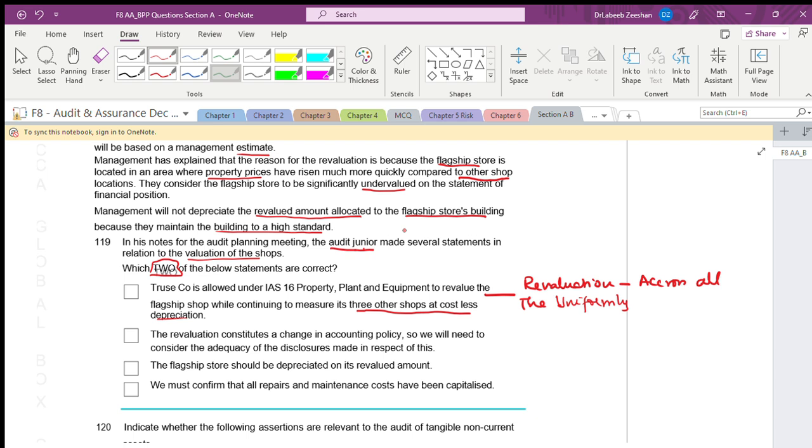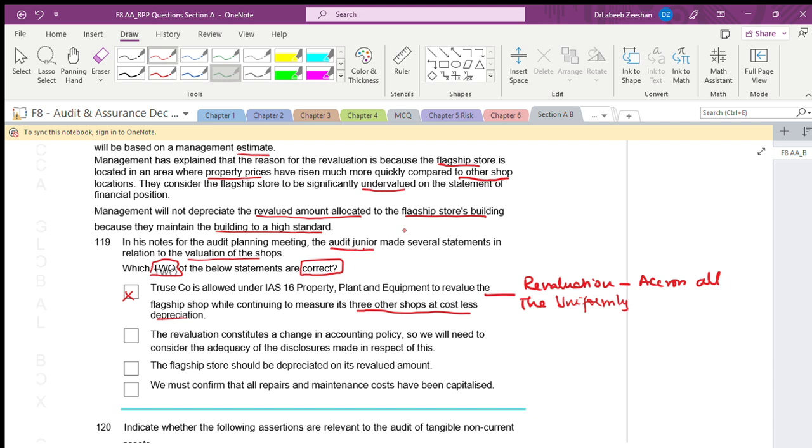What is the question they are asking? They are asking which two of the following statements are correct. We have to be very clear: what's the question, what is the requirement? Whether it is in section A or section B, clarity in the requirement gives you a 50% answer. So what we have discussed, we should not do: revalue only the flagship store while other shops are kept at cost. Again, this answer is outrightly no.